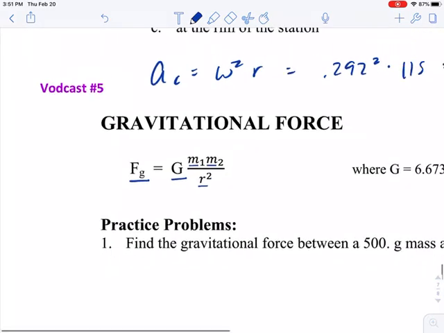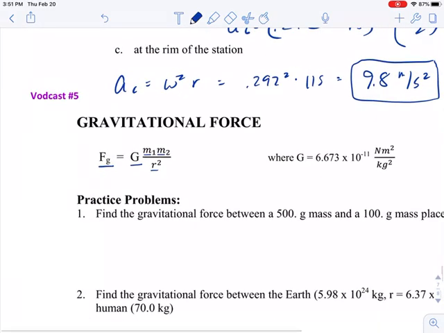A couple of notes here: the gravitational constant is given here as 6.673 times 10 to the negative 11th Newton meter squared per kilogram squared. This value is given on the AP equation sheet. So that's good to know.